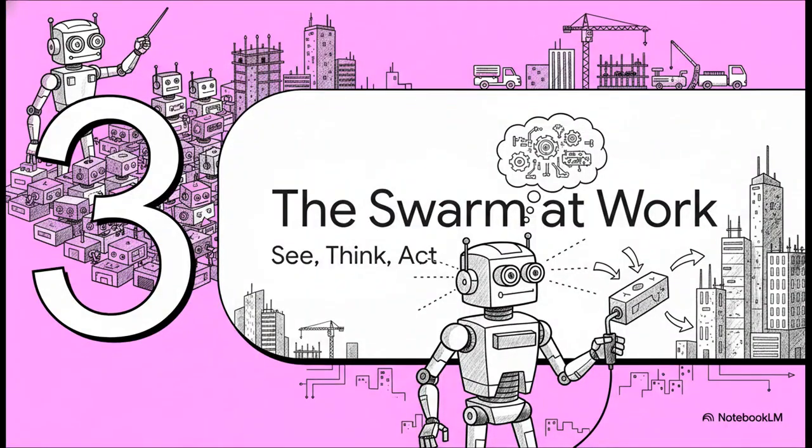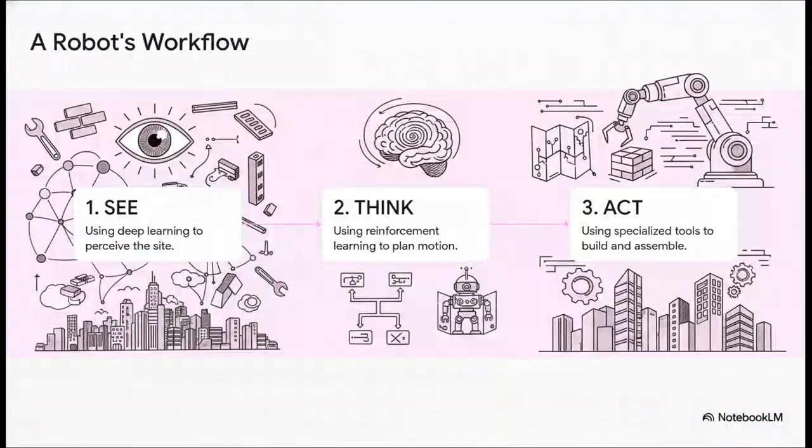Okay, so the tasks have all been handed out. Now let's zoom in. Forget the conductor for a second. Let's focus on a single musician in the orchestra. How does one of these robots actually see the chaos of a construction site, think about what to do next, and then act? Well, it basically comes down to this really simple and powerful loop.